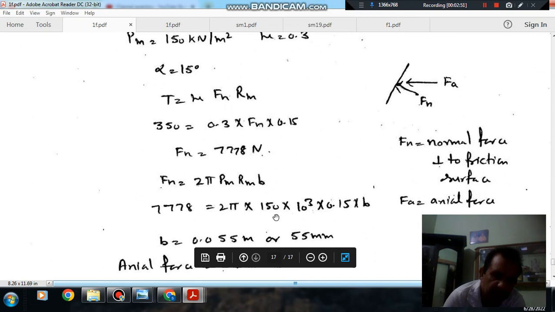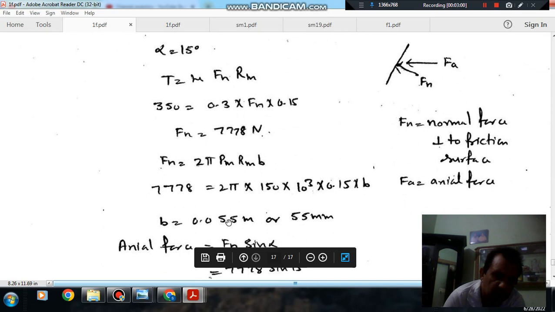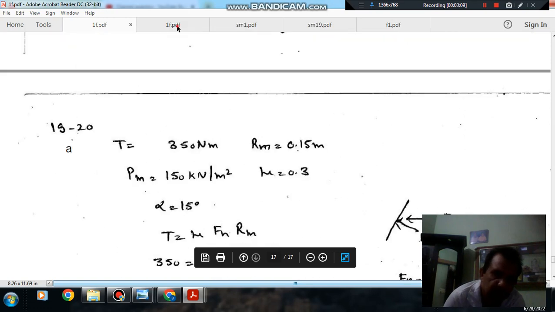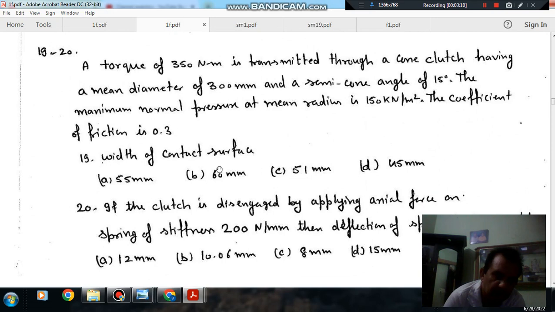So Pm is 150 into 10 power 3, Rm is 0.15, and Fn is 7778 Newton, and B comes out as 0.055 meter, or 55 mm. So the width of the contact surface is 55 mm. Answer to question number 19 is A.